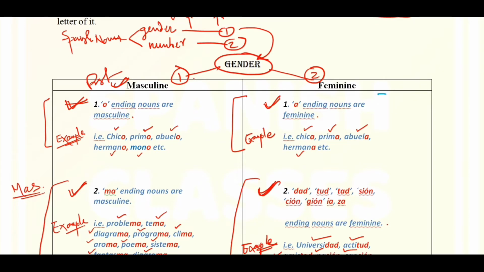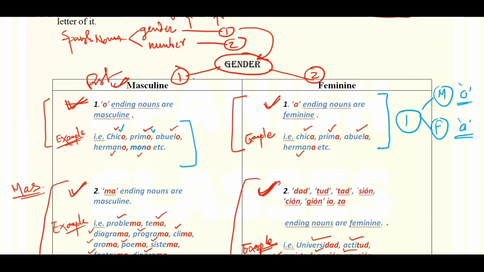So first point, you can see, is dedicated to a very common rule actually. First point: O-ending nouns are masculine and A-ending nouns are feminine in nature. This is the first and very common point. Most of the words are like this. But other points are very important also. Second point is most important, I think. And you will get many exceptions later.